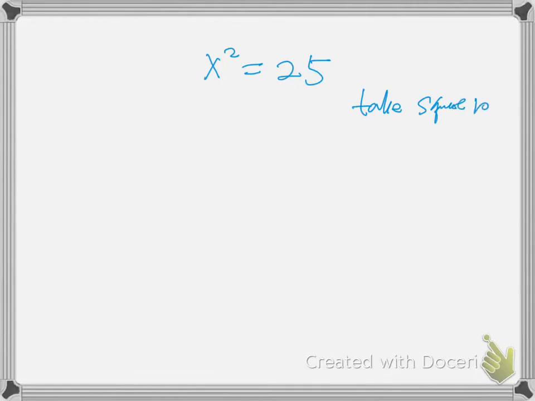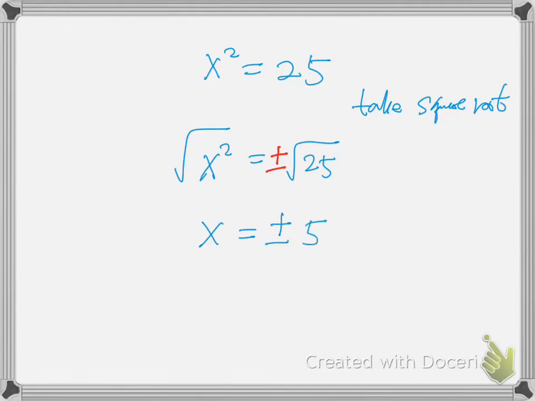Take the square root of both sides. So on this side we got the square root of x squared. The other side we got the square root of 25. The most important thing is we have to take the positive and negative square root. Later I'll explain this notation, plus and minus, plus or minus. The square root of x squared on the left is x, and the square root of 25 is 5. So we got positive or negative 5.